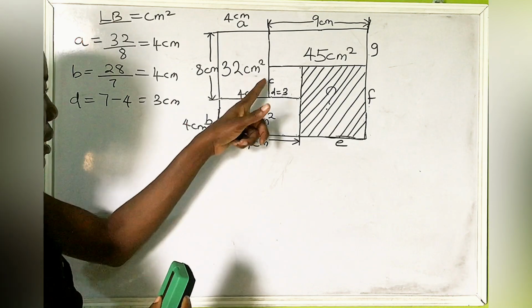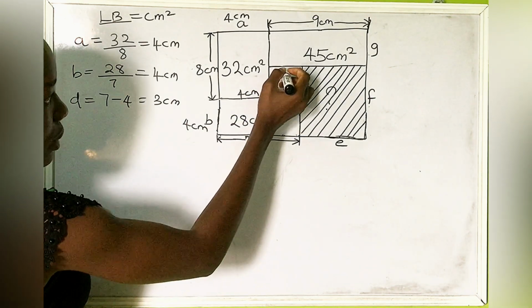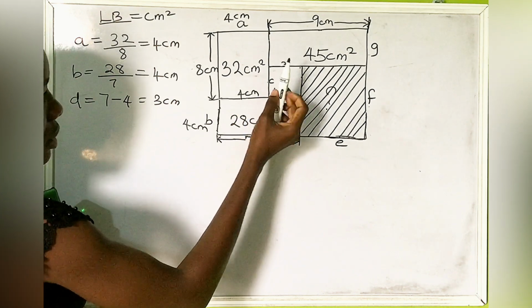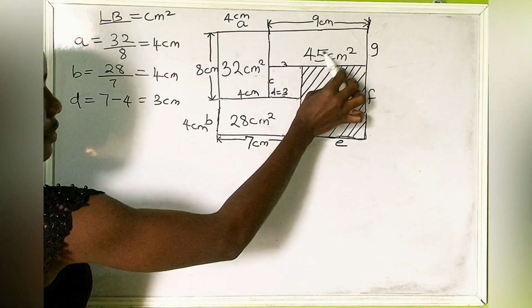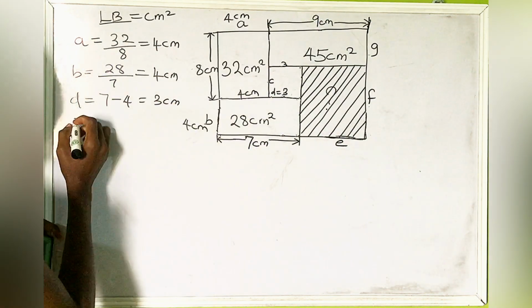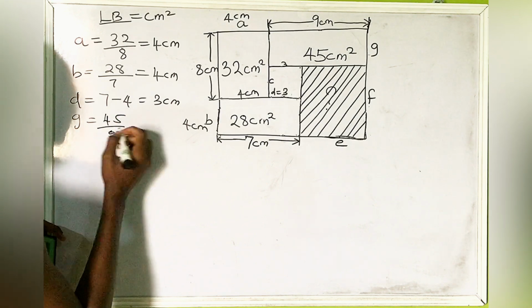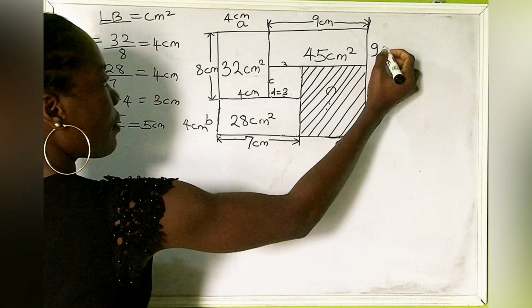Okay, now C, if this is 3, here is also 3. Okay, now to get C, let's find this G. 45 divided by 9 will give you that length. That's G becomes 45 divided by 9. That is 5 centimeters. So here is 5.